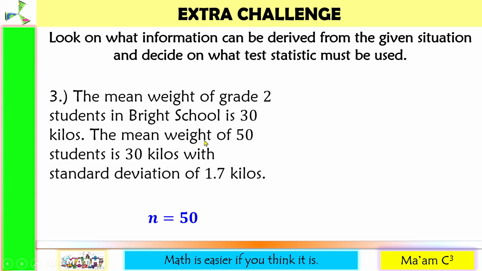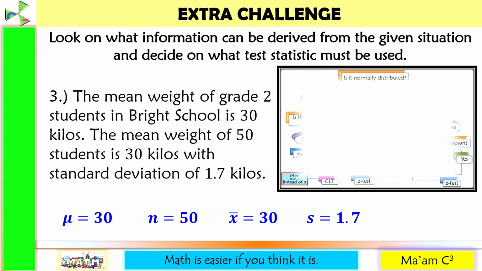And their mean weight is 30 kilos. So sample mean is equal to 30. With a standard deviation of 1.7 kilos, this 1.7 is the standard deviation of 50 students, which is my sample. So this is the sample standard deviation, denoted by a small letter s. So it follows that this 30 kilos, which is the mean weight, is the mean of the population. So mu is equal to 30.